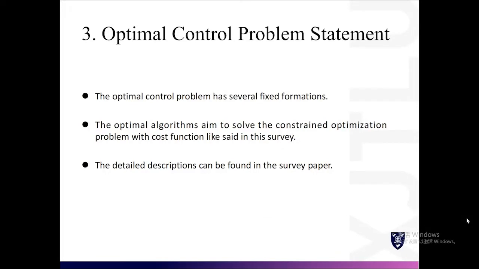The optimal control problem has several fixed formulations. The optimal algorithms aim to solve the constrained optimization problem with a cost function, as described in this survey. You can see my survey, and the detailed descriptions can be found in the survey paper.